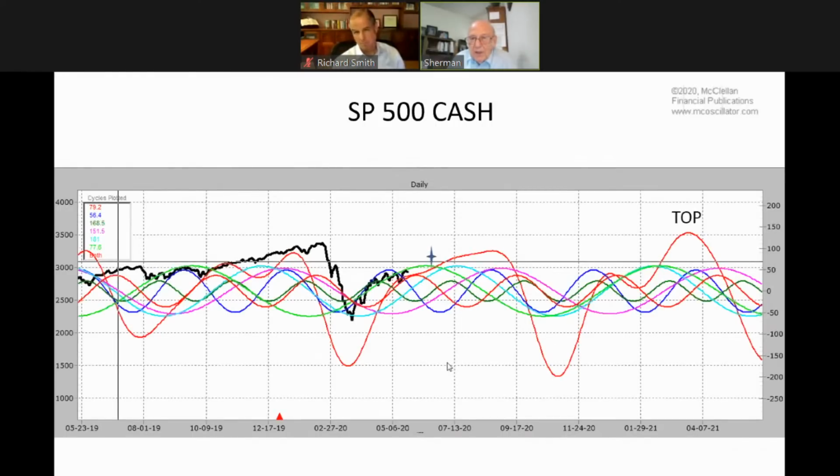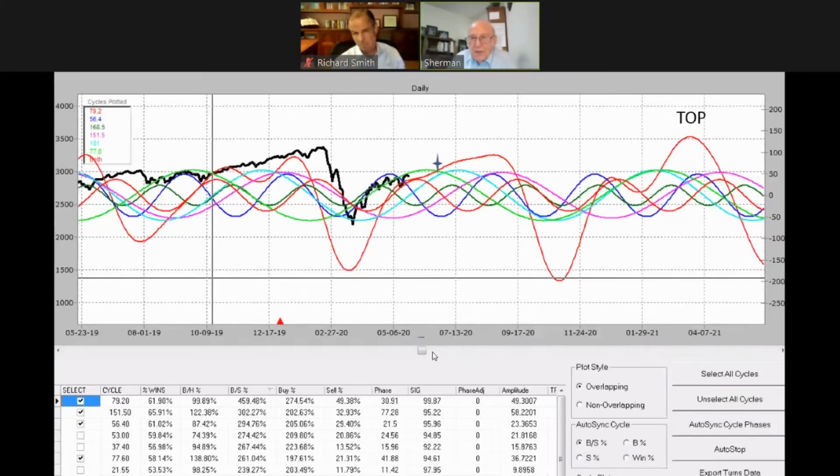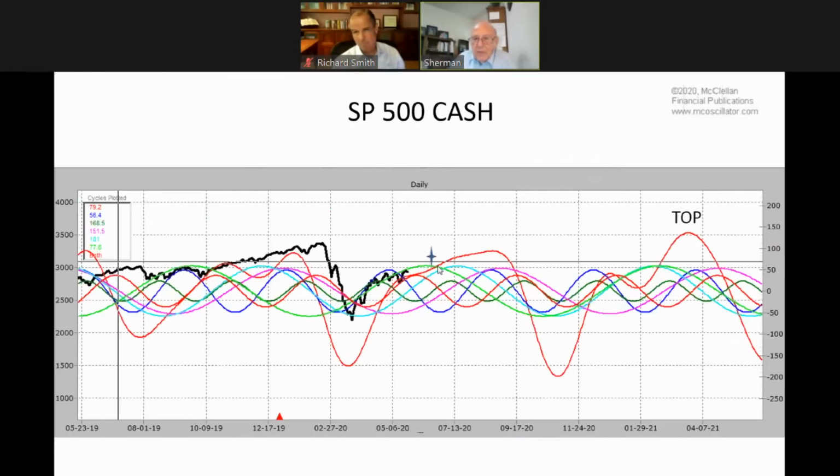The S&P 500 has a little different look to it, and it shows that we should be going up into August, and then a drop toward, this is about where the election is. This is Thanksgiving, and the election would be right about in here. So it shows a drop ahead of the election.